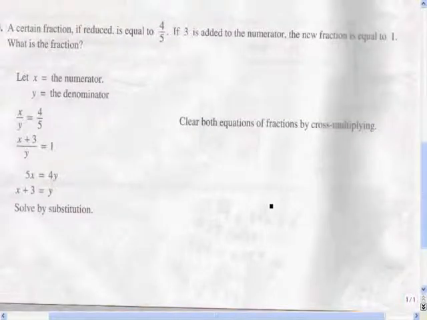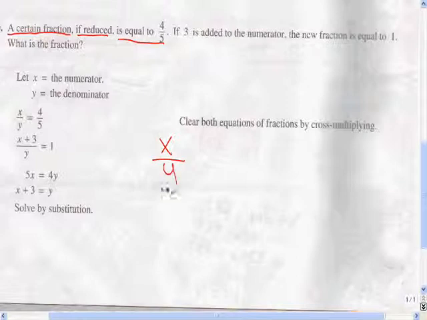Let's do another problem. So let's break this problem apart. Let's read the first sentence. It says a certain fraction, if reduced, is equal to 4 over 5. We don't know what that fraction is, so we're going to use variables to show the fraction. X over y equals 4 over 5.